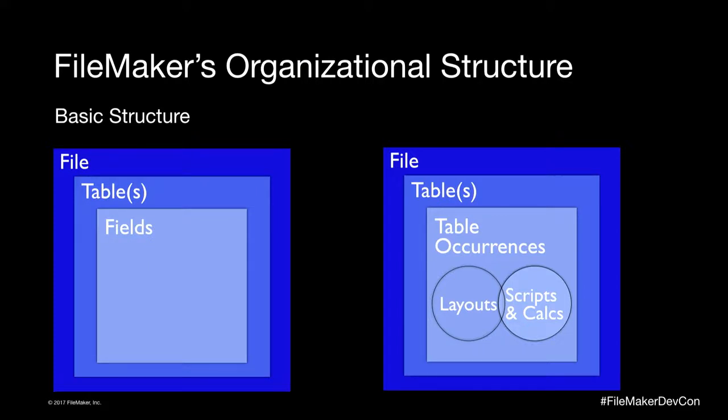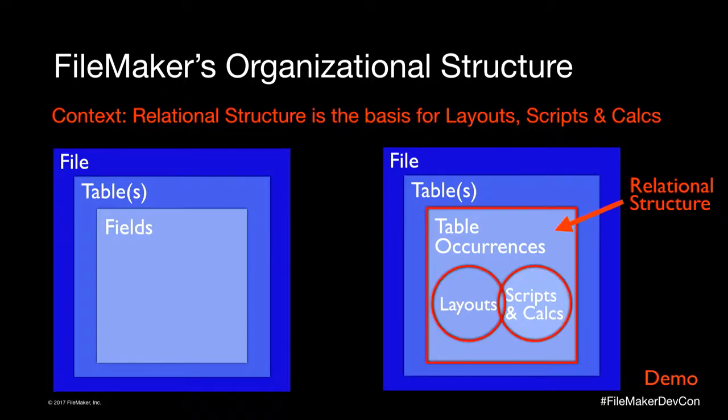And what FileMaker means by context is knowing where you are in the database, meaning which layout you're on. And when you know which layout you're on, you know which table occurrence that layout's based on, and then you know which table that table occurrence is connected to.